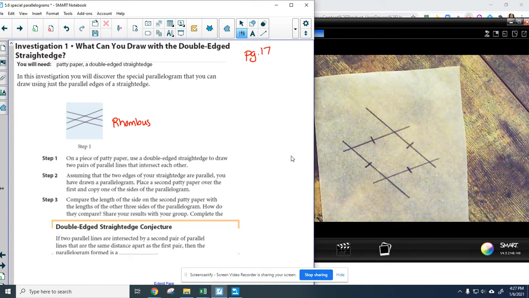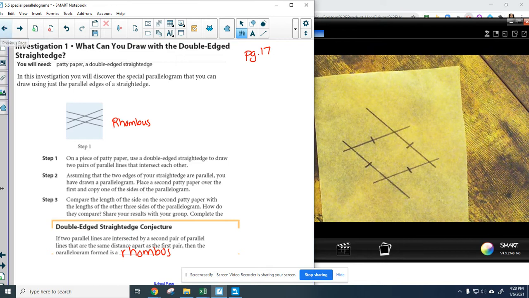That makes it a rhombus. Okay, so this first conjecture on page 17, I'm not so concerned about this, but it is a nice reminder of a cool way to get a rhombus. All right, so it says if two parallel lines are intersected by a second pair that are the same distance apart as the first, meaning you use the same ruler both times, then the parallelogram that is formed is a rhombus.